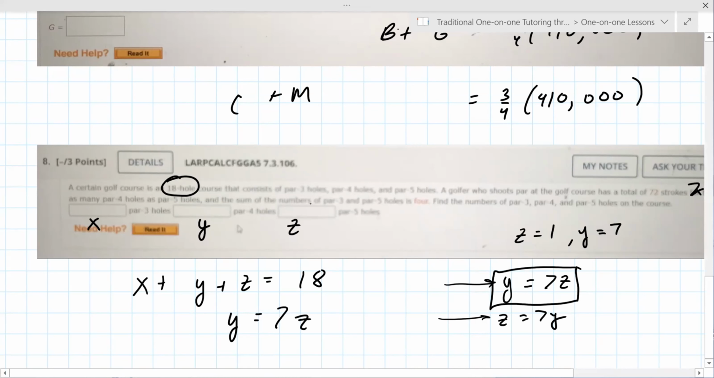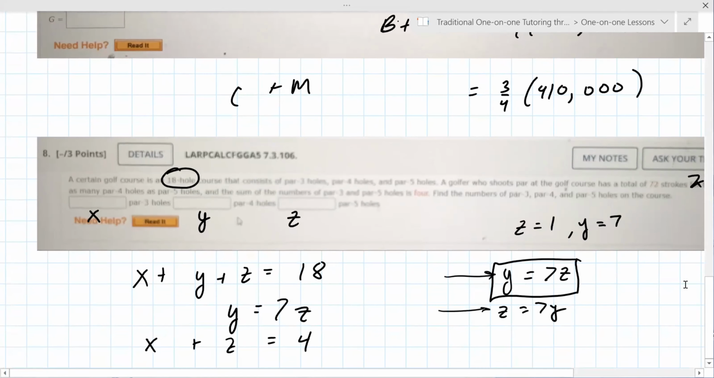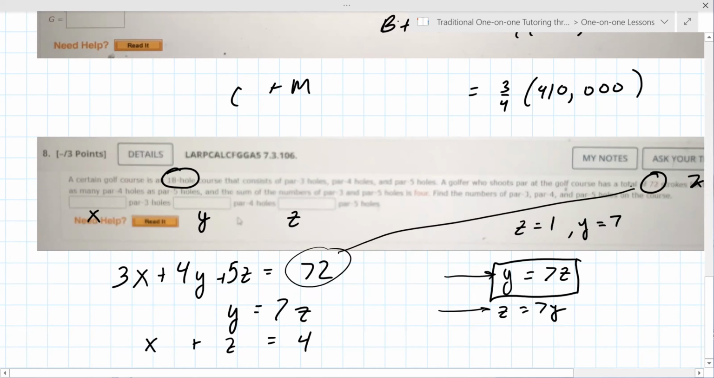I'm sorry, we didn't do this. The sum of the number of par 3s and par 5 holes, so that's x plus z is 4. So Nico, on your problem, oh, I'm sorry, I didn't see this here. So it's 3x plus 4y plus 5z equals 72. And that's this first equation. So whatever yours is, Nico, that 72 goes there.